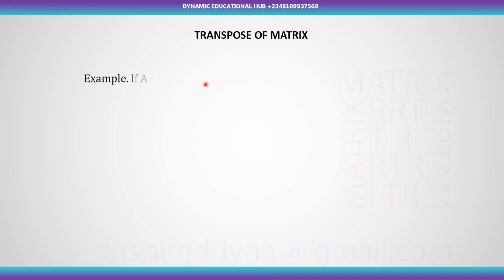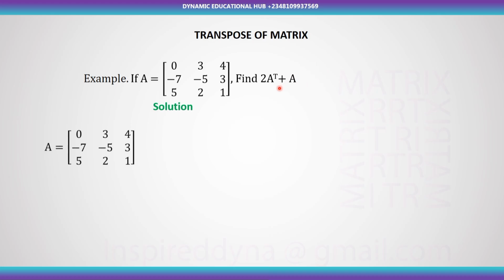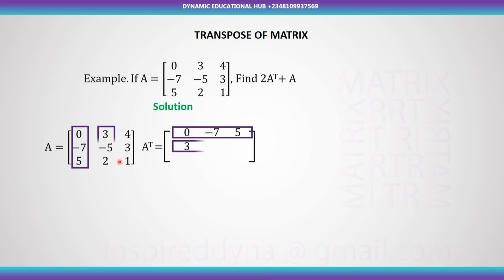And let's look at another example. If A is equal to this, and then we are asked to find 2A transpose plus A. Let's see how to solve that. Now you have your A here. The first thing is to find our A transpose. Don't forget, this time around you want to change the column into row, either row to column or column into row. Look at it, and here we return this. So we are done. That is A transpose.